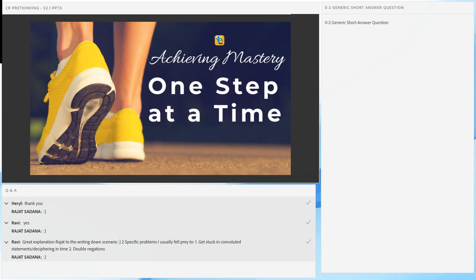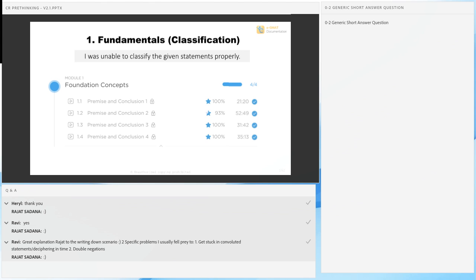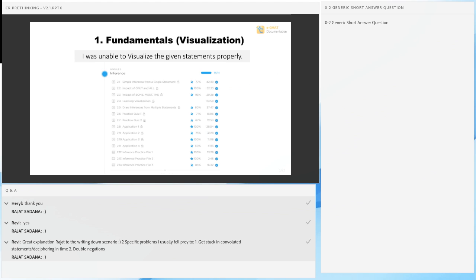Okay. But you've got to do this one step at a time, which is where, when you think about the e-GMAT course, we start with premise and conclusion, and then we start with inference. For those of you who've gone through the inference module, this is our inference module. It's the longest module in the CR course. There's about 12 odd hours of content right here in this particular module. Why? Because it teaches you how to visualize information.